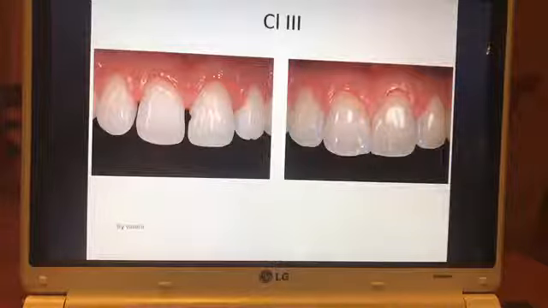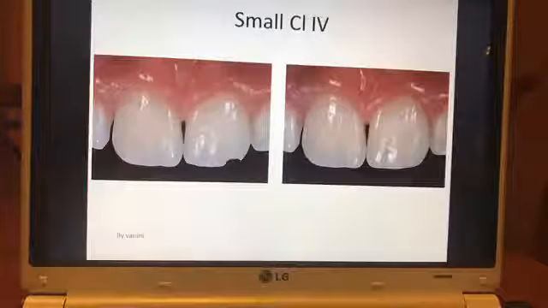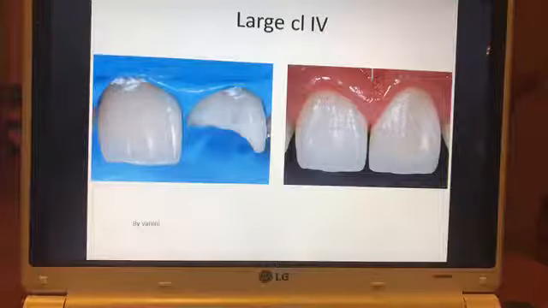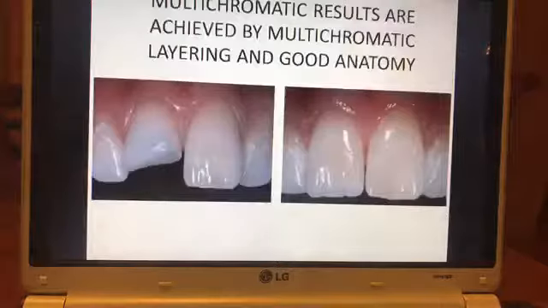This is Dr. Lorenzo Vanini's case. Some of the problems we face in our daily practice, I think class 3 restorations, small class 4 restorations, medium class 4 restorations, and even large class 4 restorations. Those are most of the aesthetic problems we face in our daily practice in the anterior and aesthetic area.